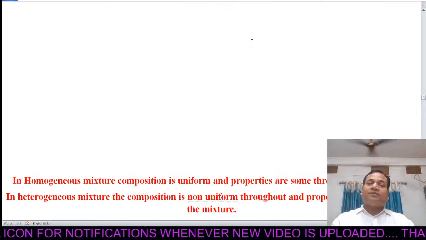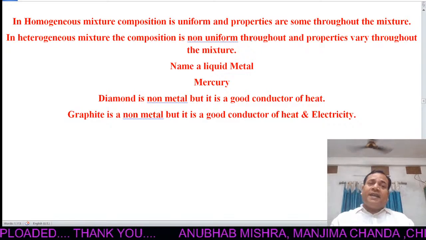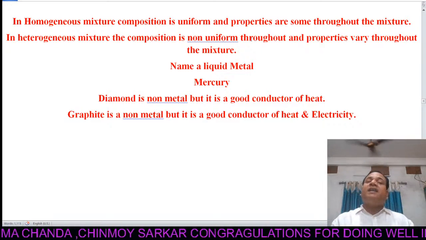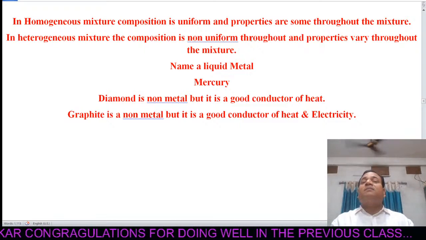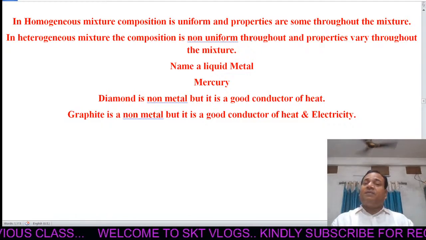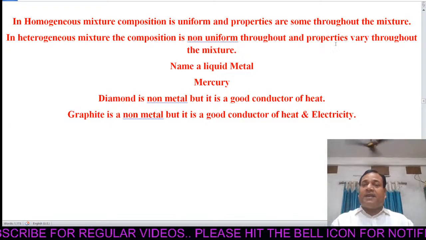See next, what is a homogeneous mixture? In a homogeneous mixture, composition is uniform and properties will be the same throughout the mixture. Properties will be the same. Let me correct, it will be same, SAME.